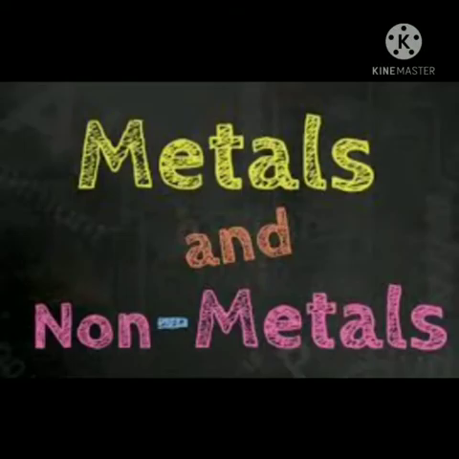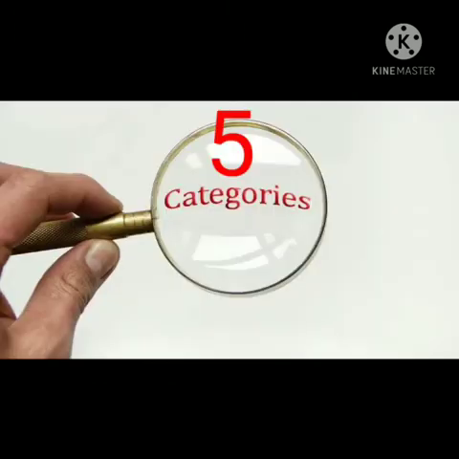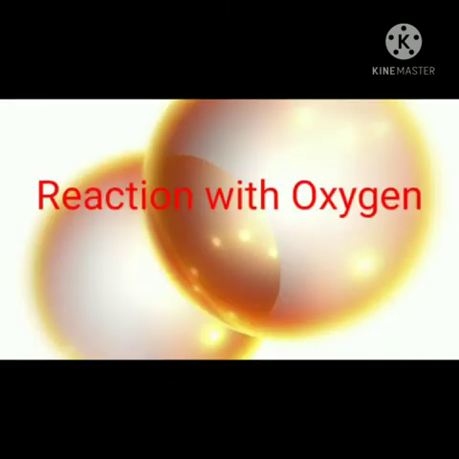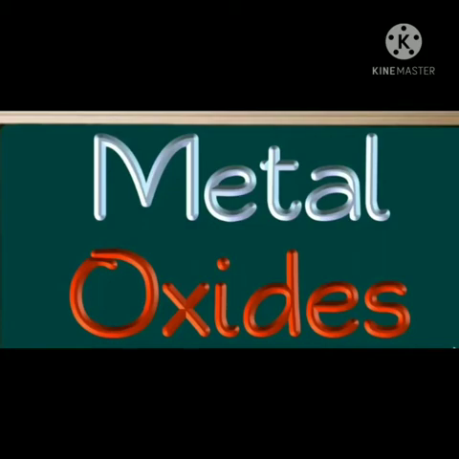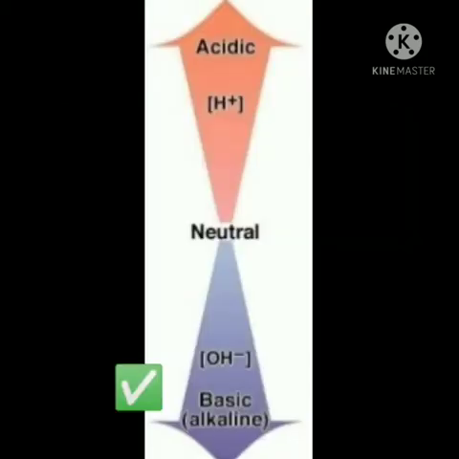Chemical properties of metals and non-metals. And these properties can be divided into 5 categories. First is the reaction with oxygen. Metals react with oxygen to form metal oxides that are basic in nature.